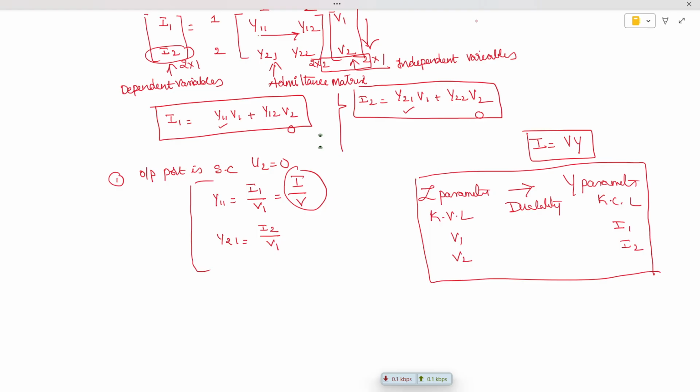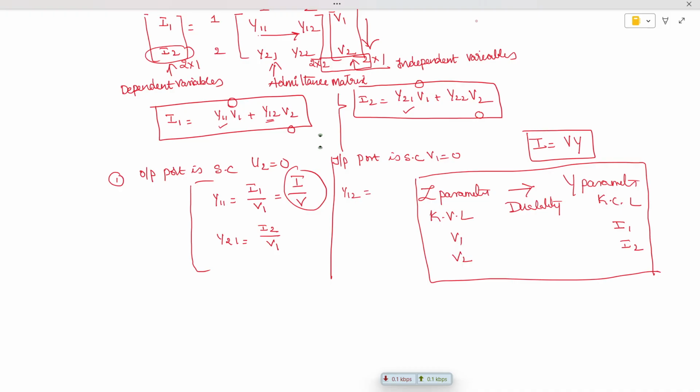Similarly, the second step: the first case was the output port short circuited, and the next one is the input port short circuited. Input port voltage is V1, so V1 will become 0. If V1 is equal to 0, then what is the value of Y12?